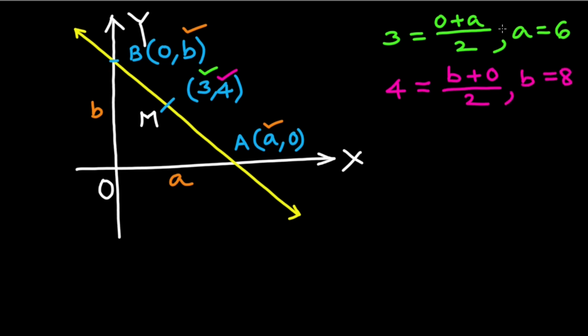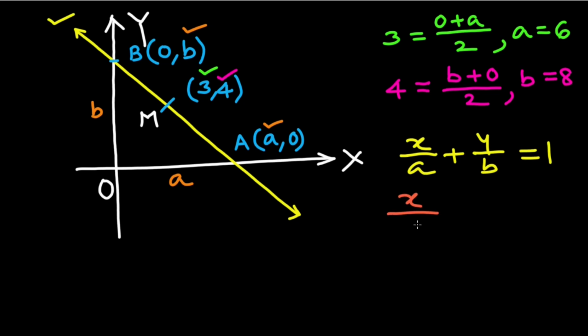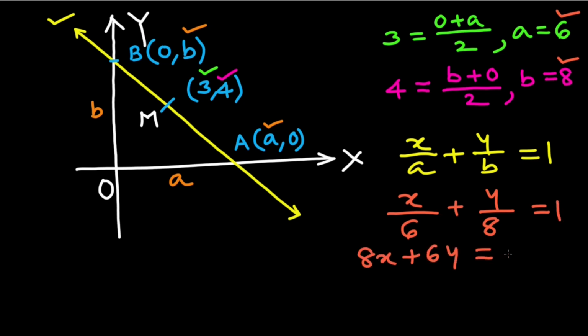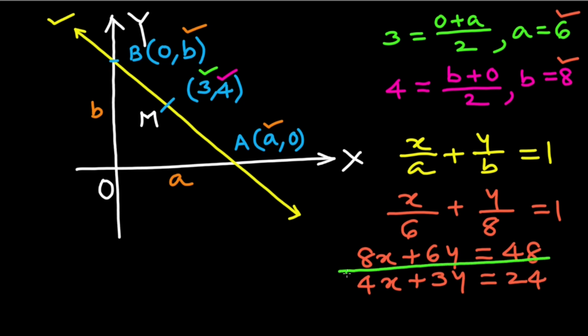We will use intercept form to write the equation of this line. So we write x upon a plus y upon b equals 1, which will be x upon 6 plus y upon 8 equals 1. That will be 8x plus 6y equals 48, or 4x plus 3y equals 24. 4x plus 3y equals 24 is the equation of this required line.